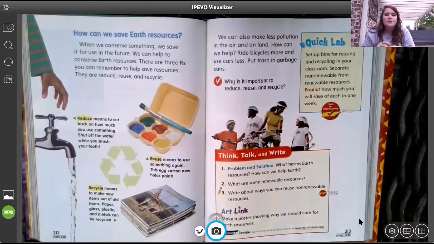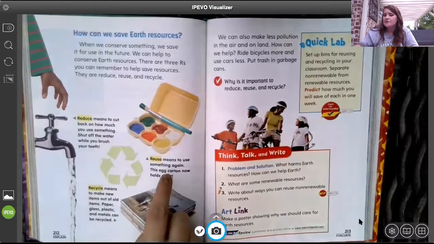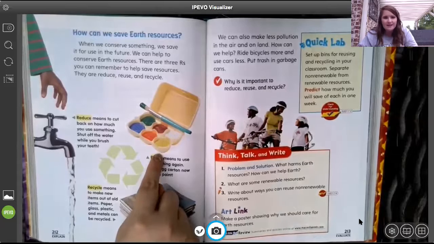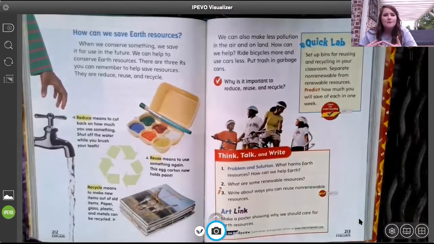The next one is reuse. So reuse means to use something again. Remember, re means to do again. That's your prefix re. So reuse is to use something again. Somebody used an old egg carton and they used it to put paints in. That is so smart, to think of a way to reuse or repurpose something that we use every single day.